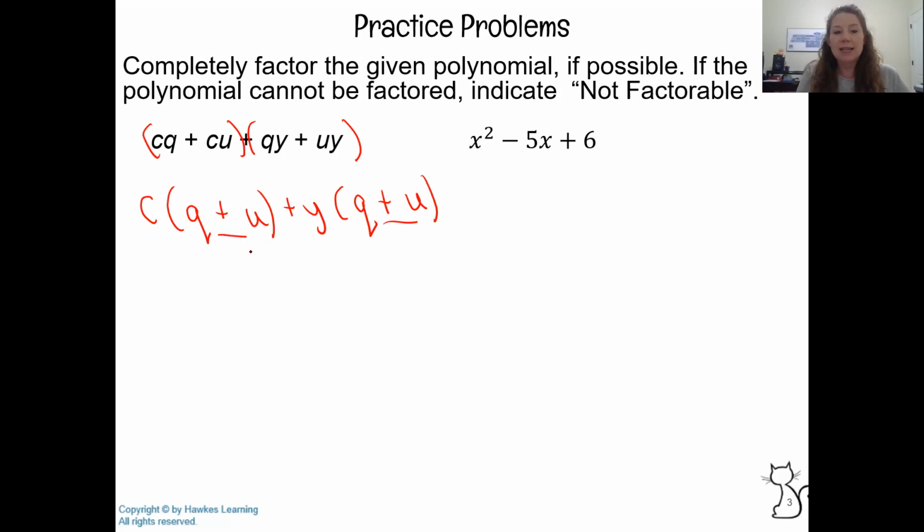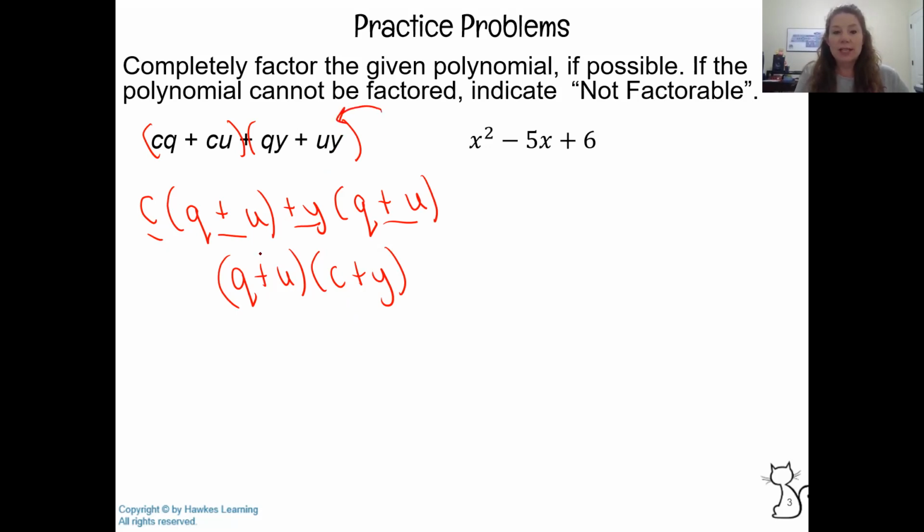each other exactly. So one of our factors is Q plus U, and the other factor, we put these things together and we have C plus Y. And we could check our answer by foiling these 2 binomials, and we would get exactly what we had when we started. So we know they're equivalent.